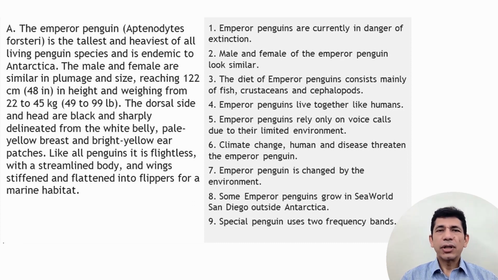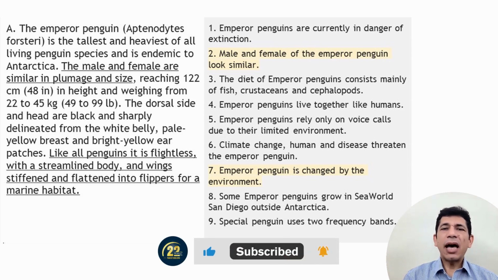Now the answers, number 2 and number 7. I have marked number 2. The male and female are similar in plumage and size. That means number 2, male and female of the emperor penguin look similar. Number 7, the emperor penguin is changed by the environment, and in the passage we see, like all penguins, it is flightless, with a streamlined body and wings stiffened and flattened into flippers for a marine habitat.